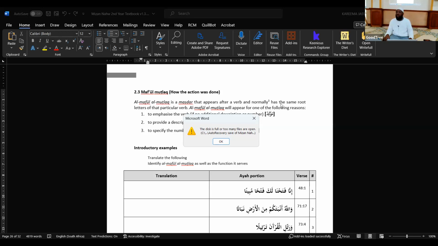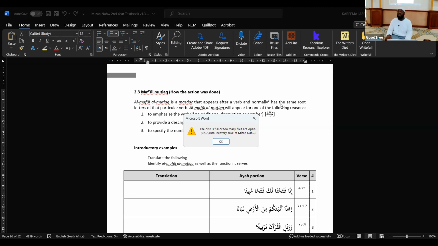But now, when the maf'ul mutlaq appears with another word in nasb, for example, sajadtu sajdatan latifatan, I prostrated a light prostration. That is what? Mubayyinun lin-naw'. It tells you the type of prostration. But sometimes it can come mubayyinun lil-adad to tell you how many times. Sajadtu sajdatan wahidatan. I prostrated once.